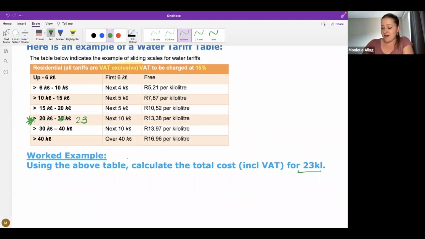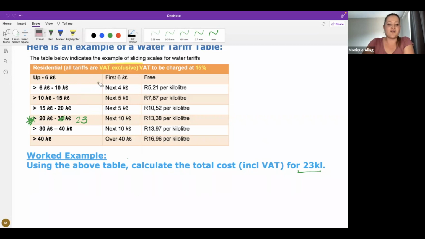Now, when it comes to water tariffs, we always have to start from the first range and work our way down to the range that we are looking at. So that means we are going to have 1, 2, 3, 4, 5 little calculations to work out the total amount. Okay, so let's start with the top range. So remember I said we always have to start at the top and work our way down.